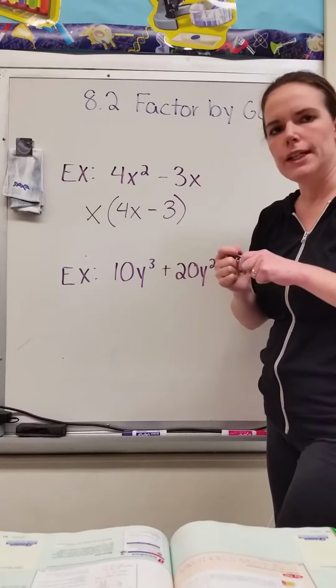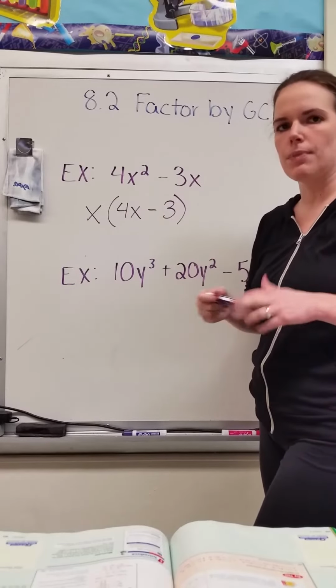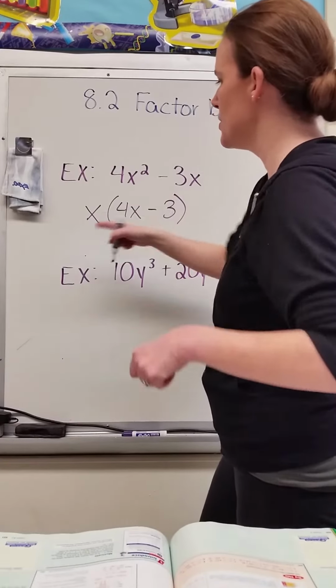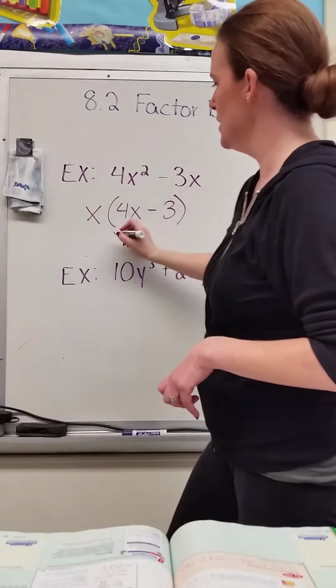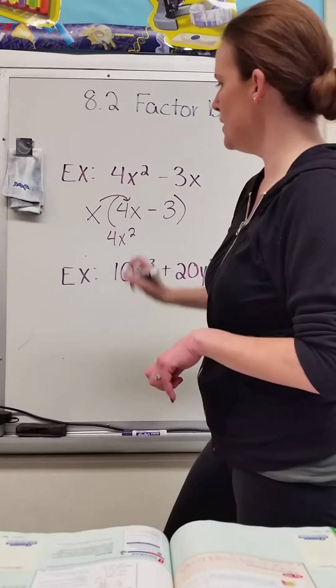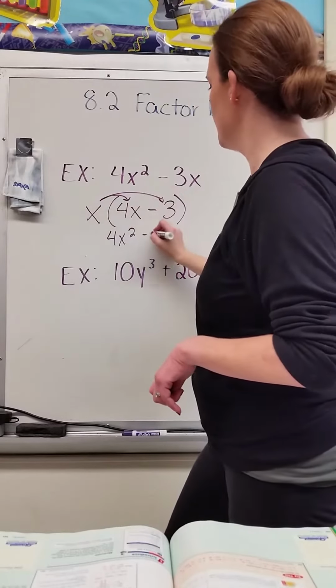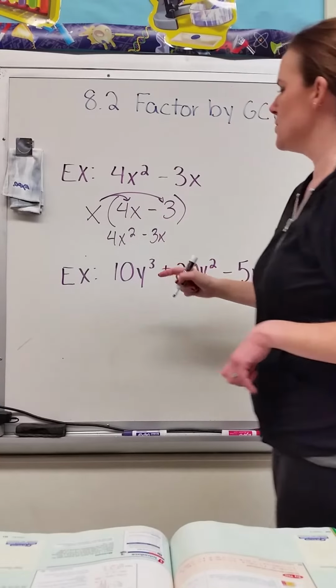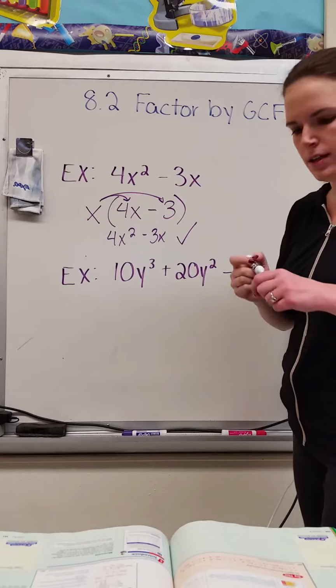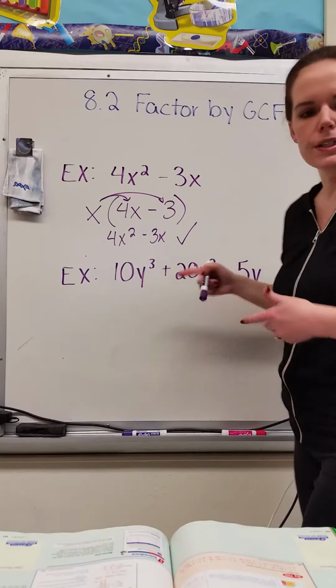Whenever you're factoring, you can always double check your answer by multiplying. So in this particular case, I would just distribute the x. So I would have 4x squared when I multiplied that, and then I'd have minus 3x. And you can see that those match, so I know I did it right. Here's just another example of that.